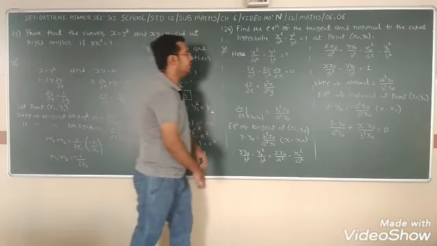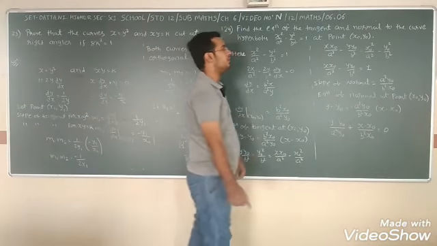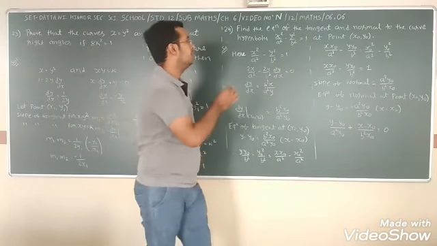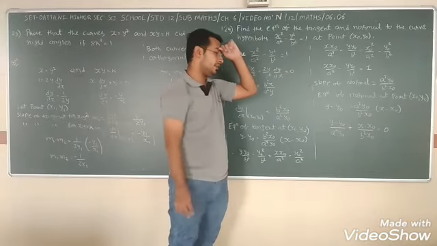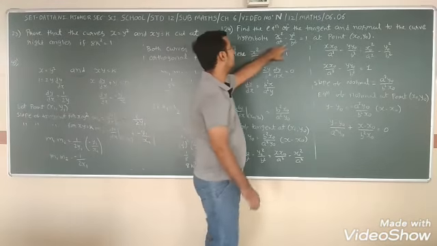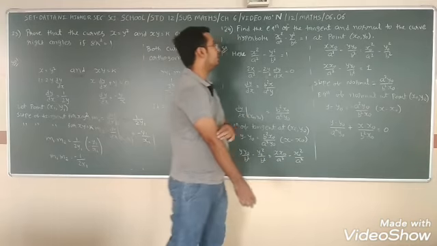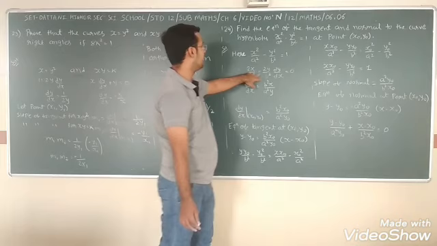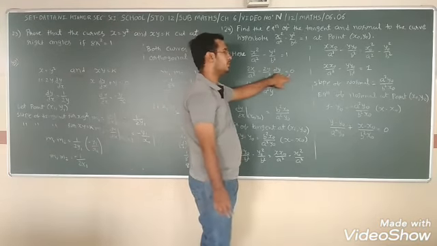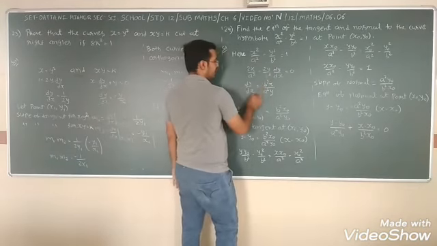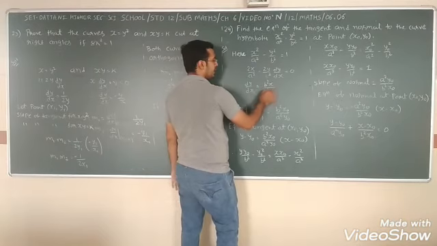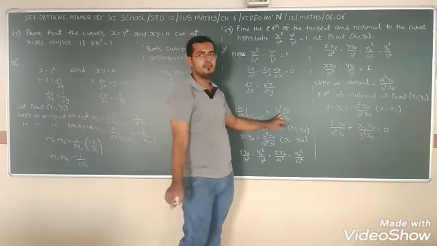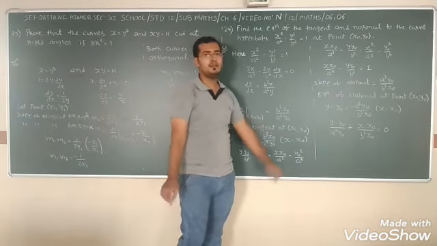Next, sum 24: find the equation of the tangent and normal. So we have to find both equations. We already had lots of practice with that sum, but here it is a little bit of hyperbola, so I will solve this one for you. x²/a² - y²/b² = 1 at point (x0, y0). Taking the derivative, 2x/a² - 2y/b² dy/dx = 0. Solving for dy/dx, we get b²x/(a²y). Now at point (x0, y0), the slope becomes b²x0/(a²y0).